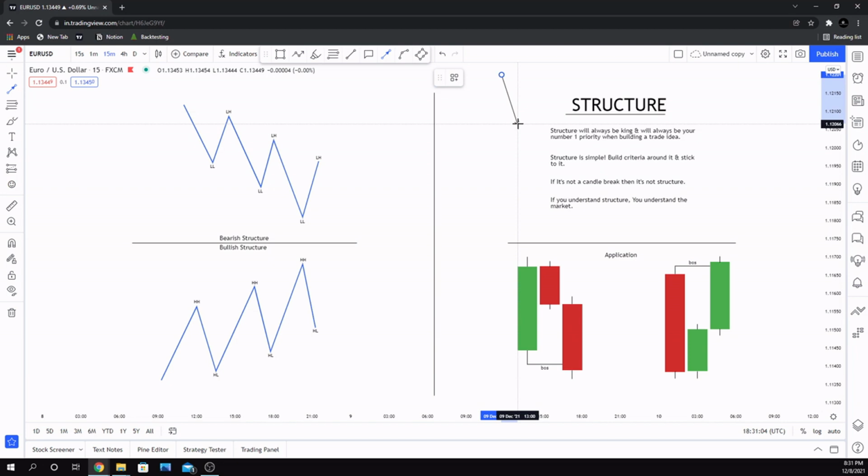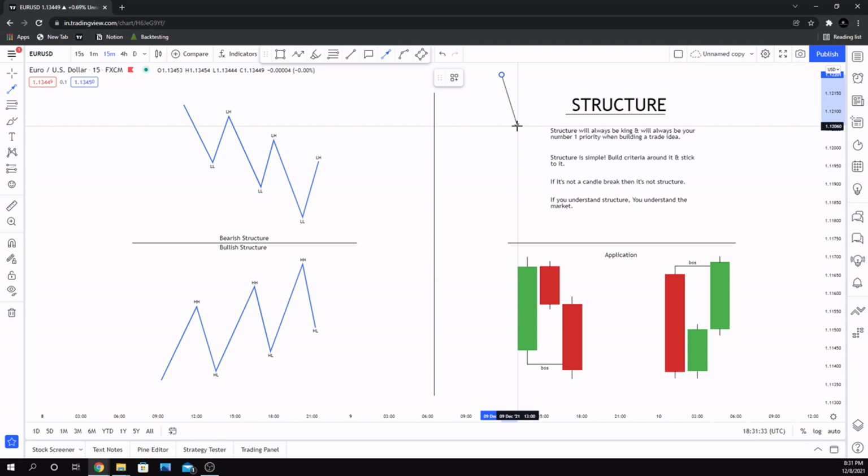So continuing onwards here, just before we really get into this, structure is simple. Build criteria around it and stick to it. You're going to have your own type of criteria as you learn the strategy. So you need to decide what you want to see in structure. You need to decide what's best for you, and build that criteria list of what you want to see and what you deem as valid.